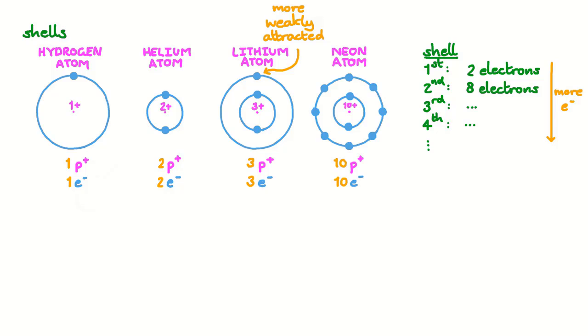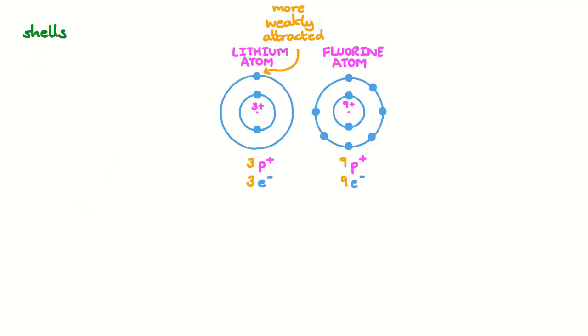An atom of neon has 10 electrons, 2 in the first shell and 8 in the second shell. So atoms of helium and atoms of neon both have full outer shells. But atoms of fluorine have only 9 electrons, 2 in the first shell and 7 in the second. This means in an atom of fluorine there's space in the second shell for 1 more electron.